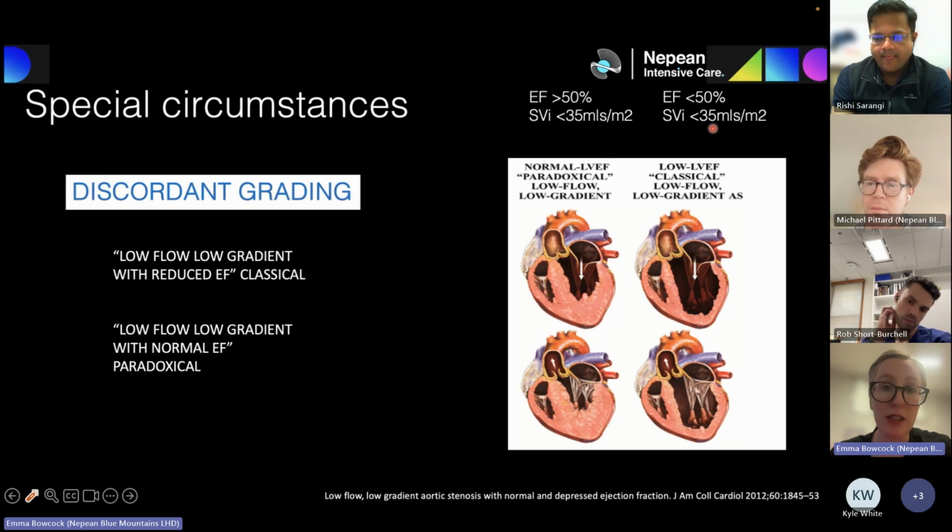You will have patients in that group where you give them dobutamine and they have no flow reserve. So you're not actually able to improve their stroke volume even with dobutamine. And that is a very poor prognostic marker in and of itself.